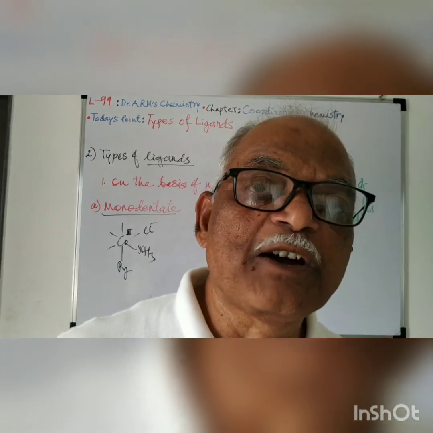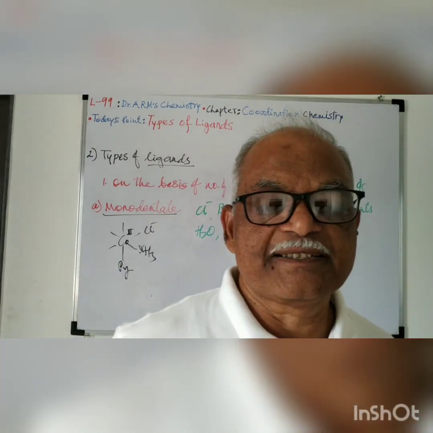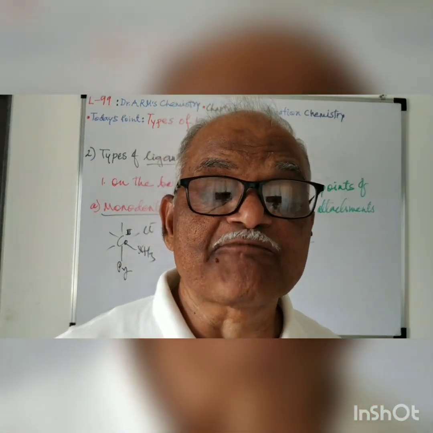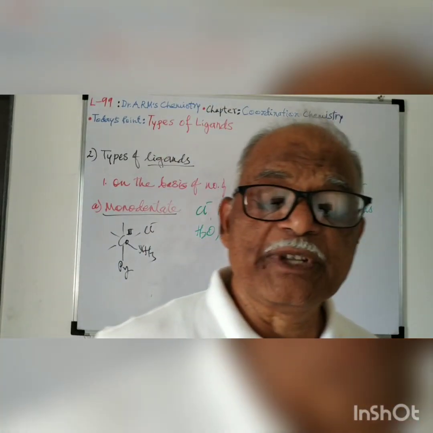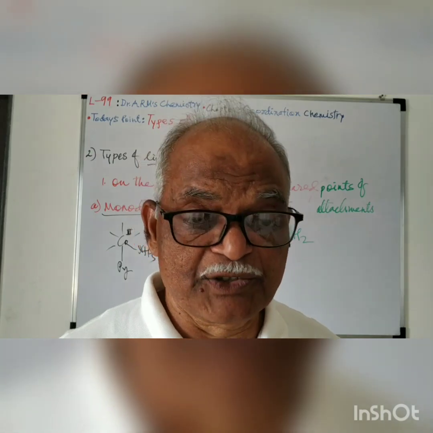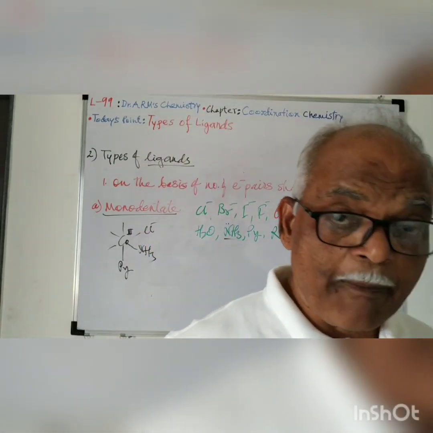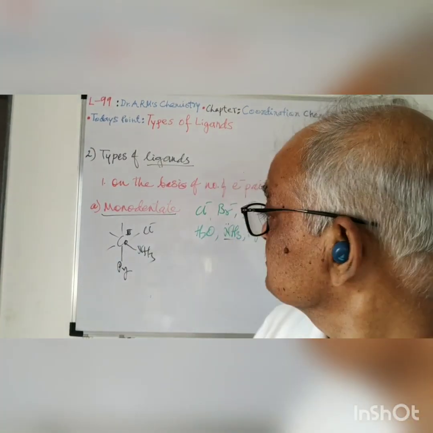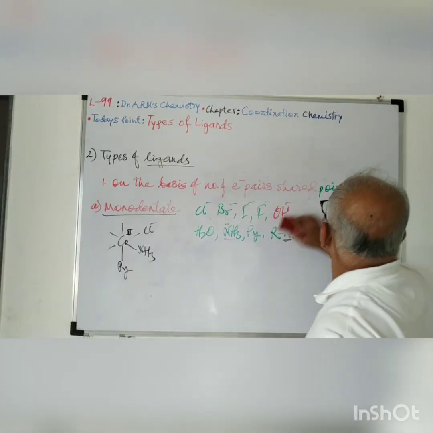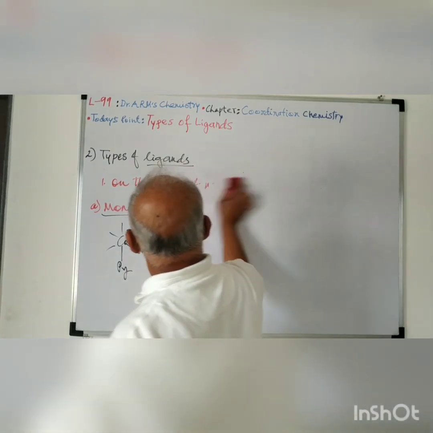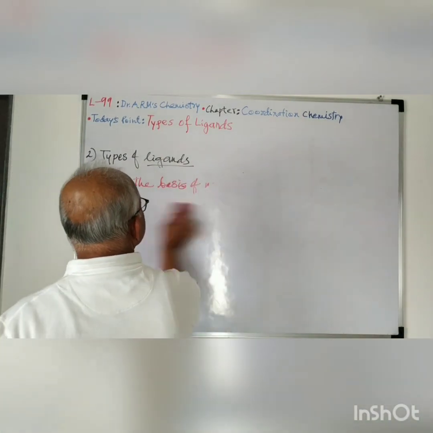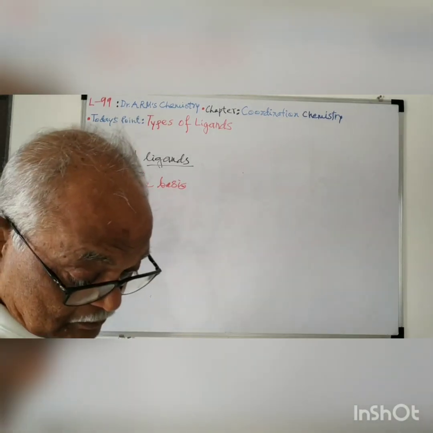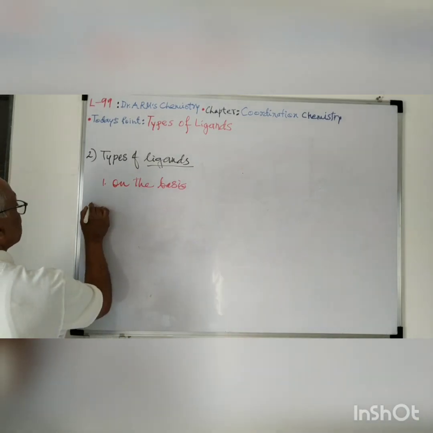In this way we can have other ligands such as RSH, where a thiol group is there, or we can also simply take SH, or there are several other ligands. So this is about the first type, that is monodentate ligands. Second is polydentate.